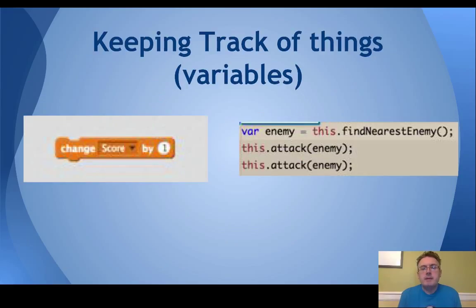We also keep track of things in variables. In Scratch, we used the variable command, so we changed score by 1, and we were able to create a variable. And on the right-hand side is the kind of things we do in Code Combat. So here we have a command to find the nearest enemy. We pop that into our variable called enemy, and then we can call this.attack enemy. And as you can imagine, it attacks the enemy that's nearby.